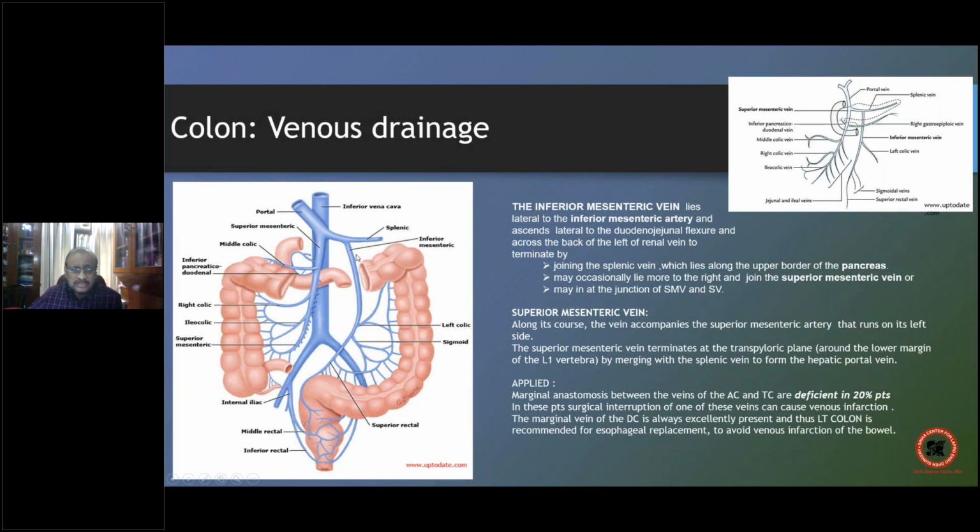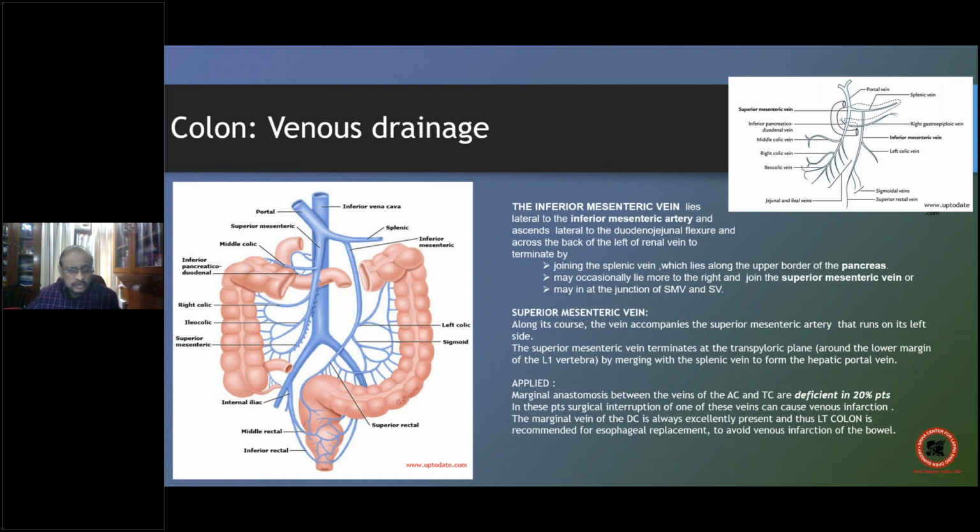There could be an alternative junction. The inferior mesenteric, instead of opening into the splenic, can be opening directly into the superior mesenteric vein. That could be happening. The second is the superior mesenteric vein, and along its course it again accompanies the artery, but it lies on the right side of the artery because the aorta is here and the superior mesenteric arises from here. So the superior mesenteric vein lies on the right of the artery. The inferior mesenteric lies on the left of the corresponding artery, right?